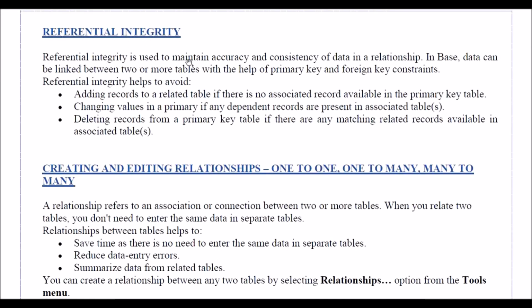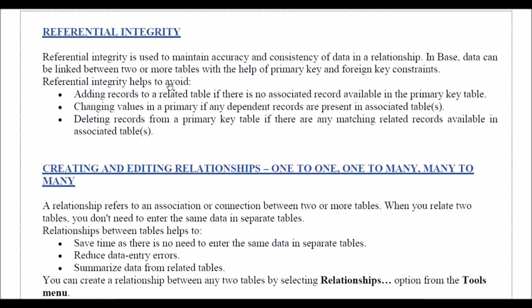So referential integrity is basically used to maintain accuracy and consistency of data in a relationship. In a database, data can be linked between two or more tables. Like in one database, we are having multiple tables. All the tables can be joined or connected with the help of primary key and foreign key. So why is referential integrity important?